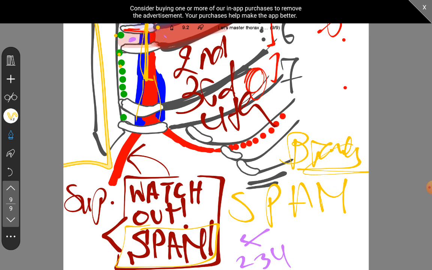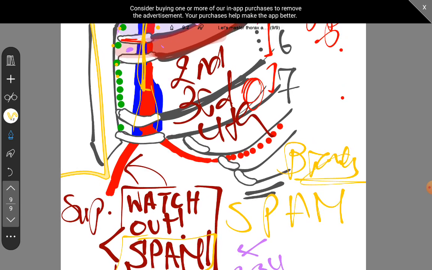Okay, and then P again for the pericardiacophrenic. Pericardiacal gives the pericardium, phrenic the diaphragm, besides the parietal pleura, and then pericardial, sternal, and mediastinal, anything that is in between both lungs. Pericardial, sternal, and mediastinal branches.